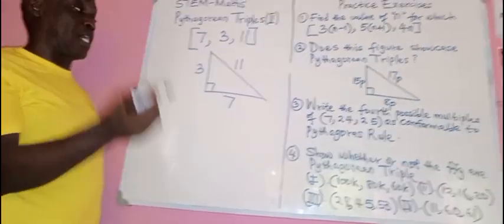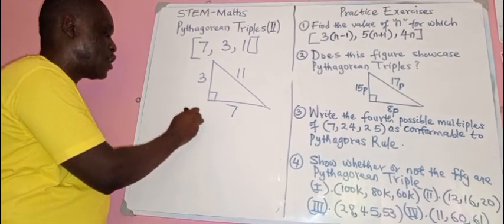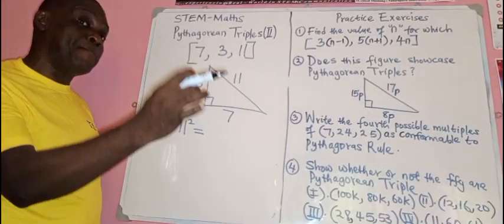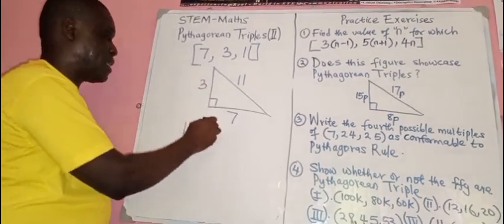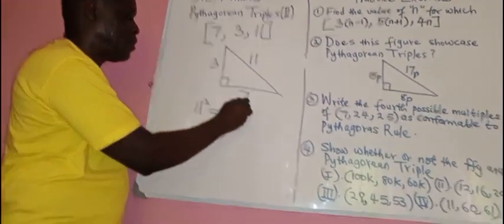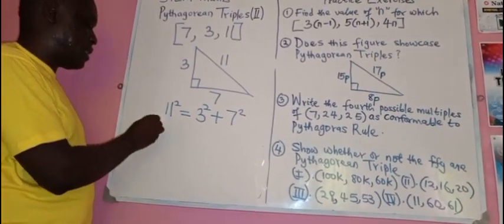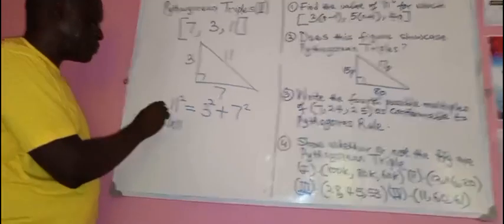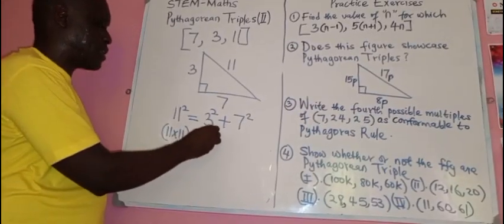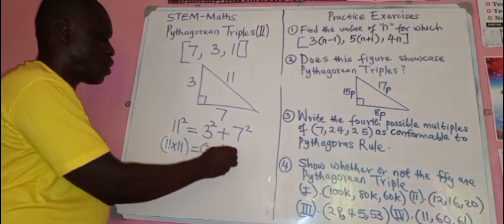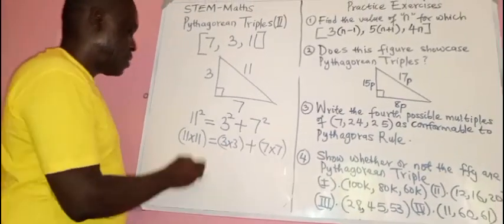According to Pythagoras theorem, the square of the hypotenuse, 11 squared, must be equal to the sum, the addition of the squares of the other two sides. That is 3 squared plus 7 squared. Now, what is 11 squared? That is 11 times 11. What is 3 squared? That is 3 times 3. What is 7 squared? That is 7 times 7.